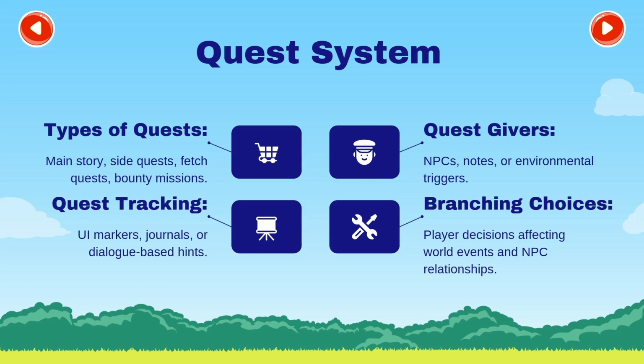Quest implementation. Quests can be given by NPCs, discovered through environmental storytelling, or triggered by player exploration. A good quest system balances structure and freedom, ensuring that players feel rewarded for their efforts. For example, in The Witcher 3, side quests are deep and meaningful, often affecting the main story based on the player's choices.